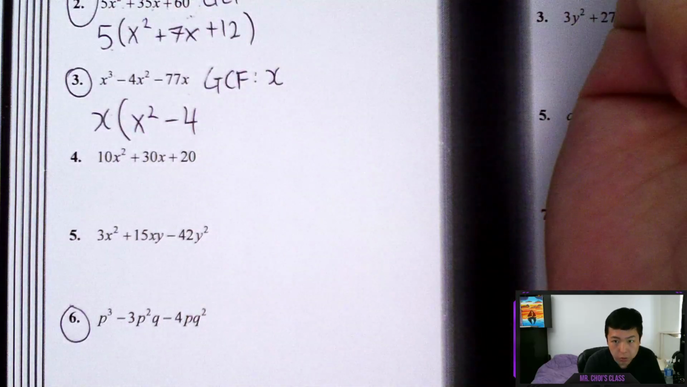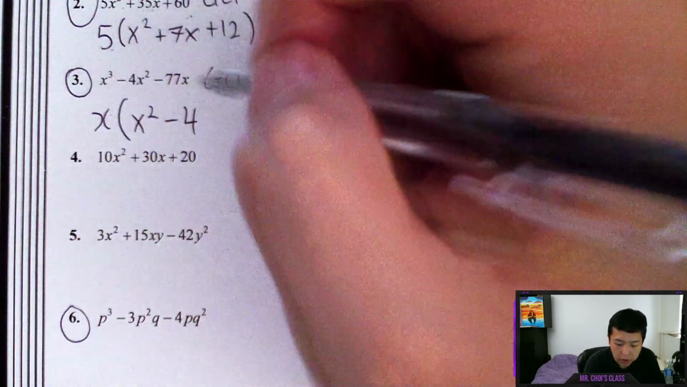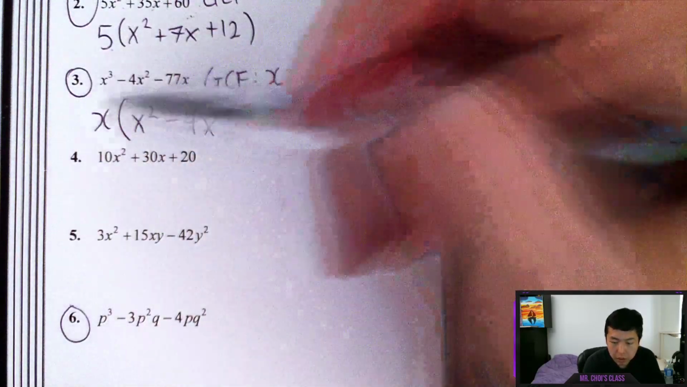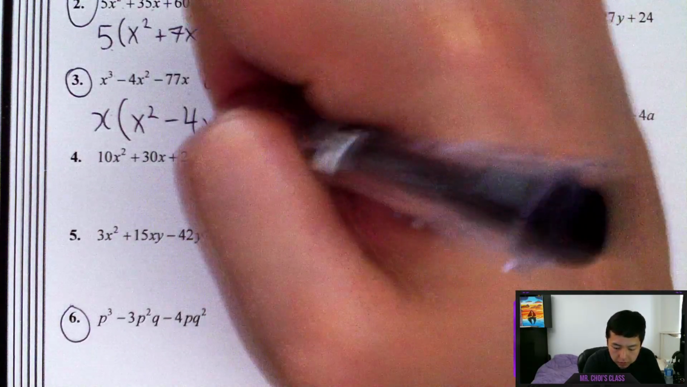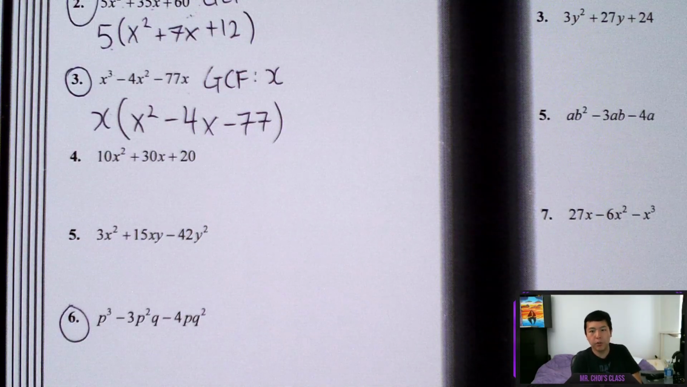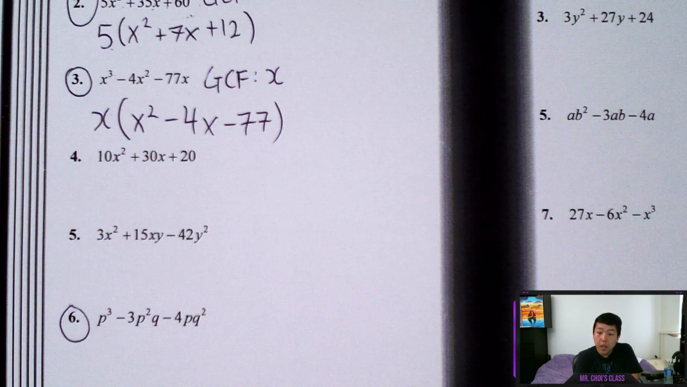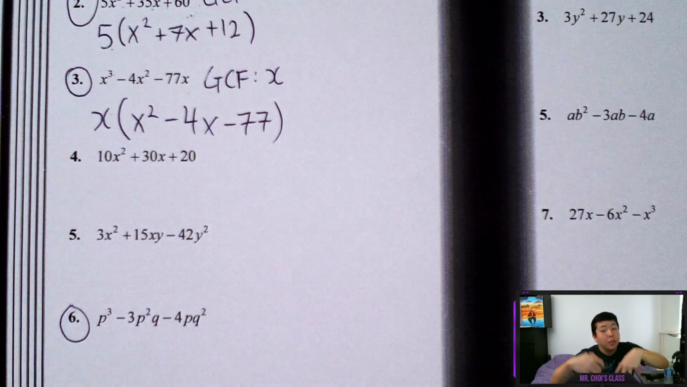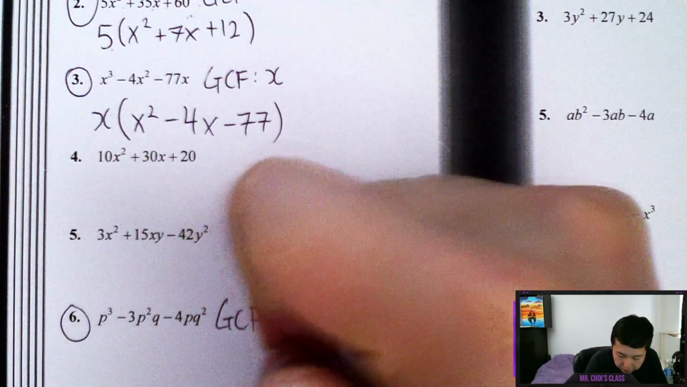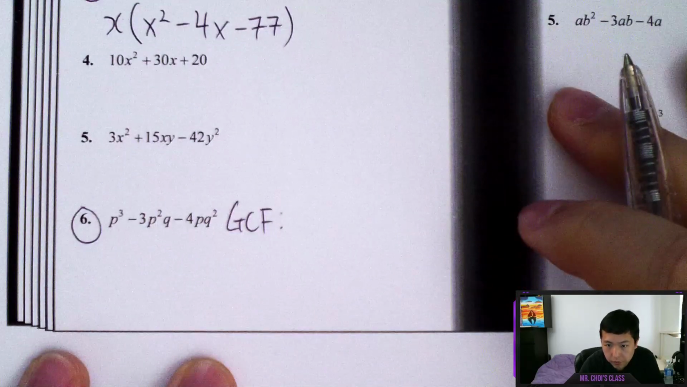Write the number down because we're not changing the number. 2 minus 1 is 1. And the last one, 1 minus 1 is 0, which means it's gone. And that should be your answer for number 3. For number 6, similar idea.